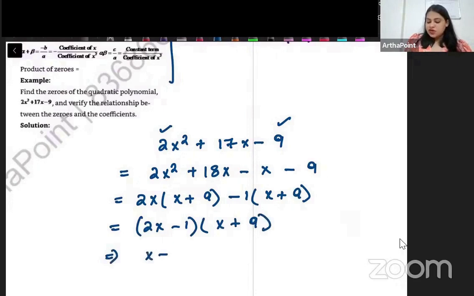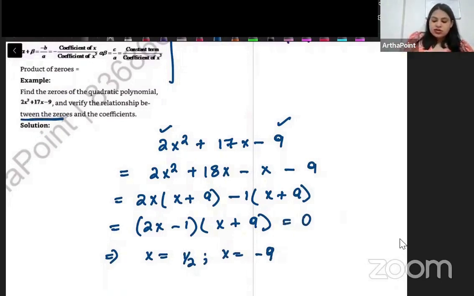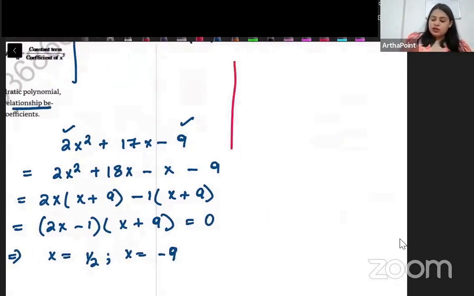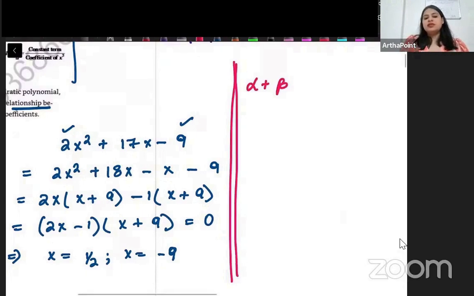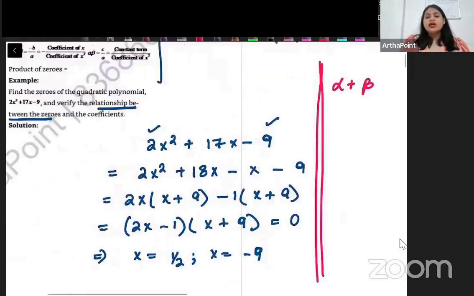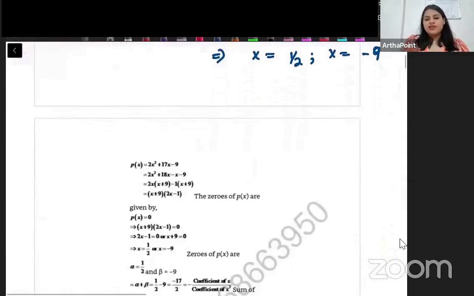So beta, this means your x will be half and x will be minus 9. If I have to equate this to 0, either x will be half or x will be minus 9. So we have found out the zeros of the polynomial. Now we want to find out the relationship. So what is the relationship? The sum of the zeros should be minus b by a, right? So let us try to verify this.